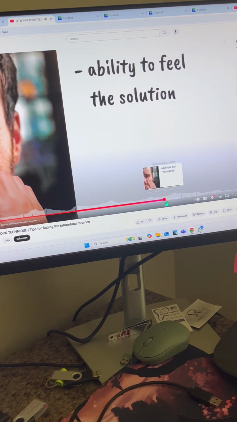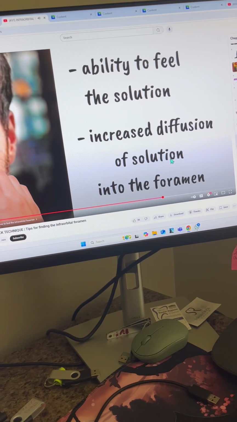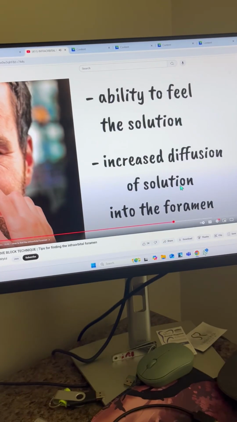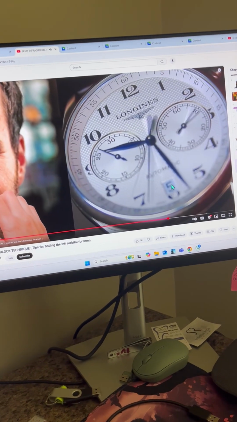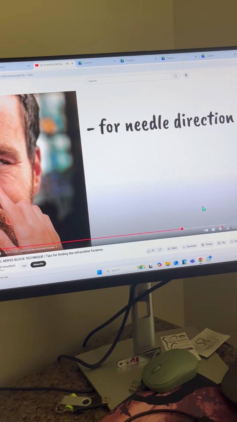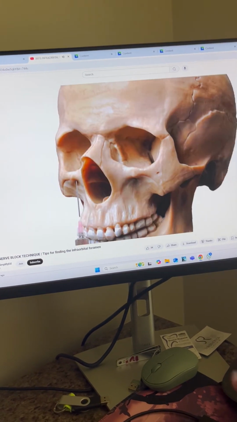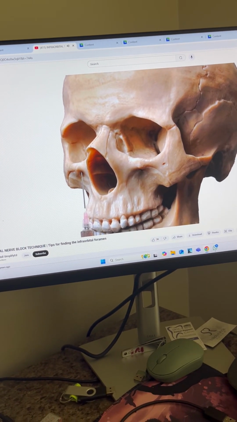Another important reason of placing the finger here is that when we keep firm pressure over the injection site, both during the injection and for 1 minute after the injection, it increases the diffusion of the local anesthetic solution into the infraorbital foramen. We should keep the finger pressure over the injection site for a minimum of 1 minute after the injection, and 2 minutes is even more preferable. The finger over this area will also help us to direct the needle towards the foramen. When the needle is in correct position, the needle should not be palpable. If we can feel the needle, then it means that it is too superficial.